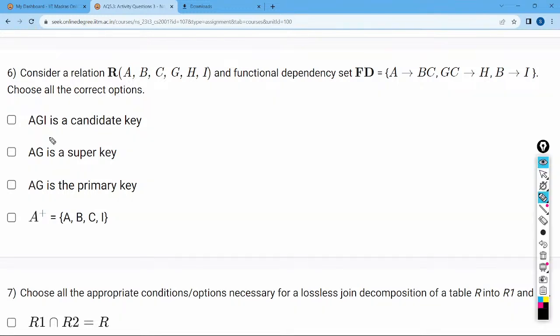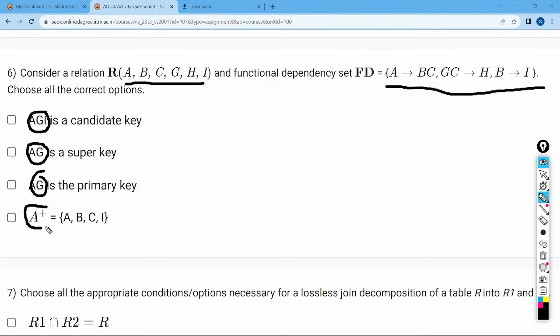Consider the given relation with the following attributes and the following functional dependencies. Let's find the correct options. Is AGI a candidate key or not? Is AG a super key or not? Is AG a primary key or not? Or will A plus generate A, B, C, I or not? So let's check the first one.